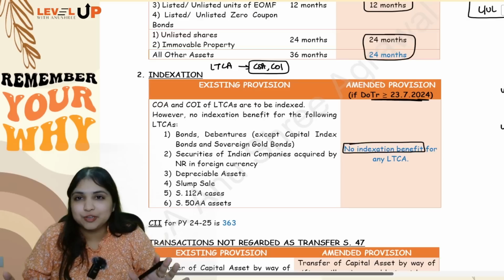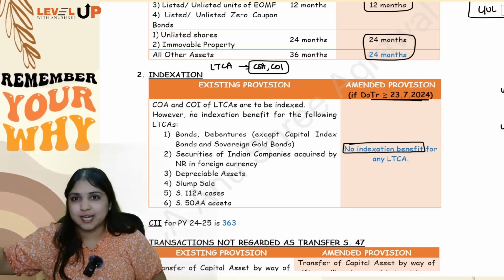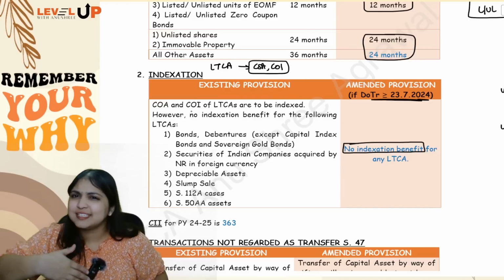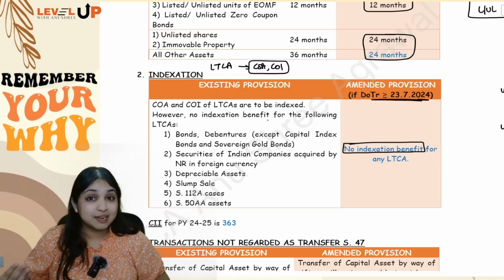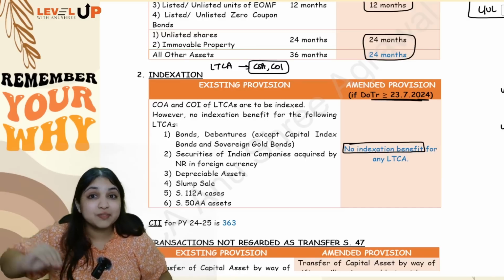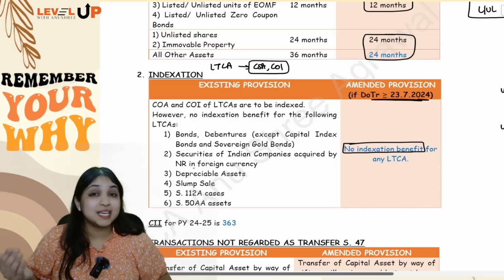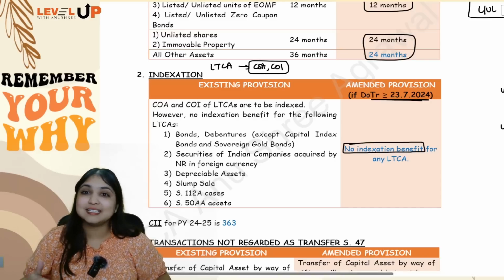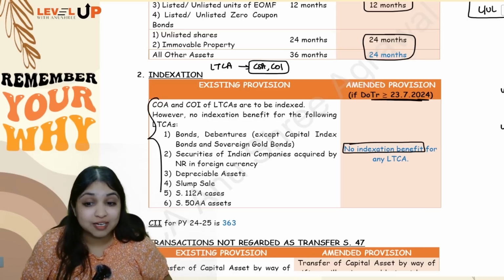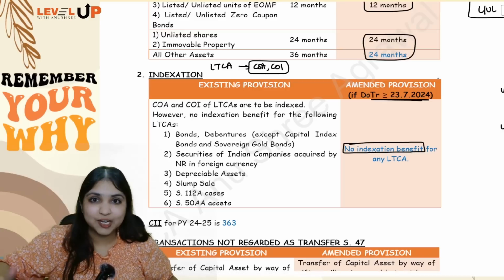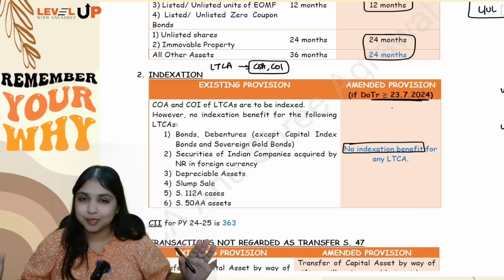For now, how will you remember if the date of transfer is on or before 23rd July 24, like how you generally do indexation? Same way, guys. Short-term capital asset, no indexation. Long-term capital asset, you will do indexation. But even if it is a long-term capital asset, bonds, debentures, your slump sale cases, 112A cases, your depreciable assets and all, you will not do indexation. All that will remain the same. But if the date of transfer is on or after 23rd July 24, no indexation at all.